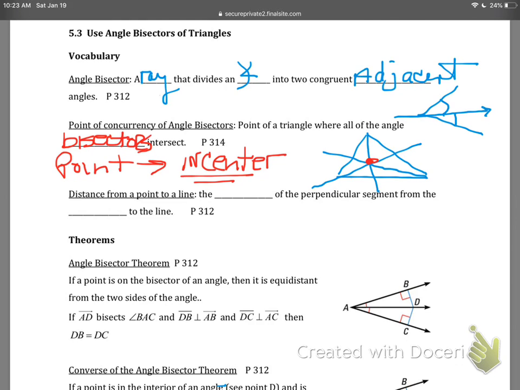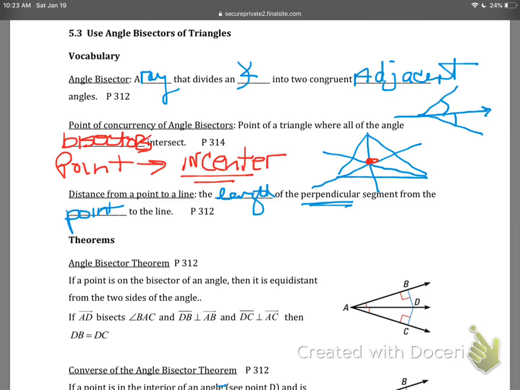Okay, I'm going to get out of the red. Okay, the distance from a point to a line. Okay, so the length of the perpendicular segment from the point to the line, as we talk about on page 312. So whenever we talk about the distance from a point to a line, it'll always be the length of the perpendicular segment from the point to the line.